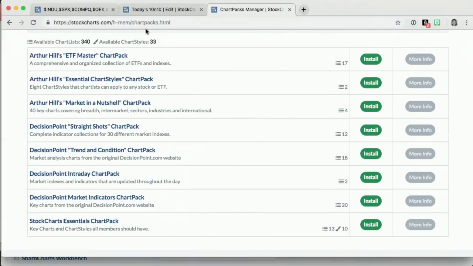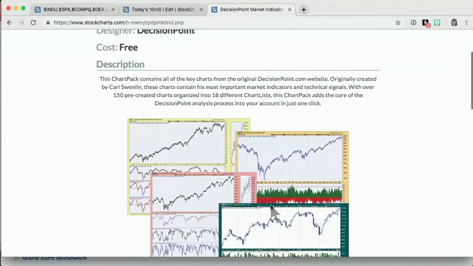So here are the Decision Point ones right here that I'll talk to you a little bit about. The straight shots and trend and condition, like I said, you're going to start off with your index that you're interested in, or if you want oil or gold. Those are where you would go to your straight shots and your trend and condition chart packs. The intraday chart pack, I'm not going to go over, but it's a great one. It's got 10-minute bar charts across the board. This is the one that I'm going to concentrate on, the DP Market Indicators chart pack.